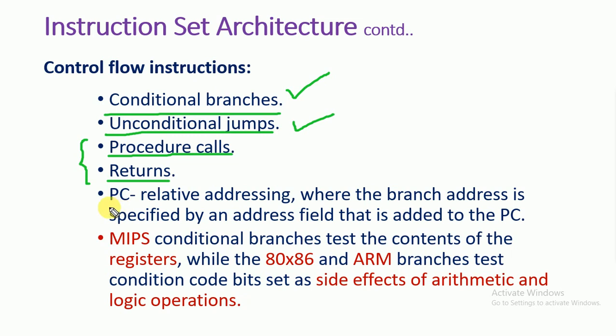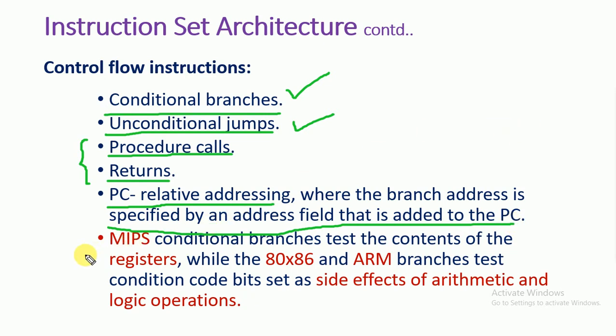Also we use program counter (PC) relative addressing, where the branch address is specified by an address field that is added to the PC. So the program counter, along with the address, specifies the location where we need to go. The program counter is the major element that decides the next instruction to be executed, right? If the system needs to go to some other location, the program counter value will be varied according to the target location where the branching must be done.